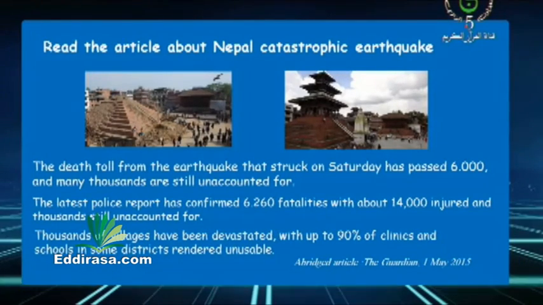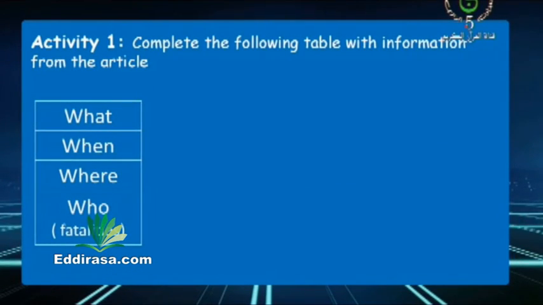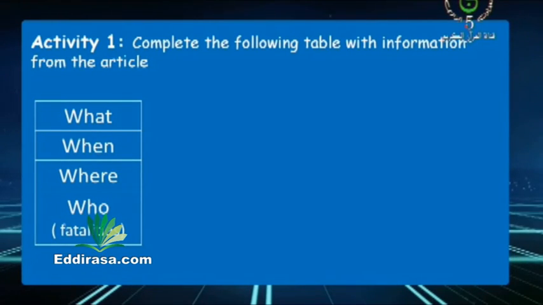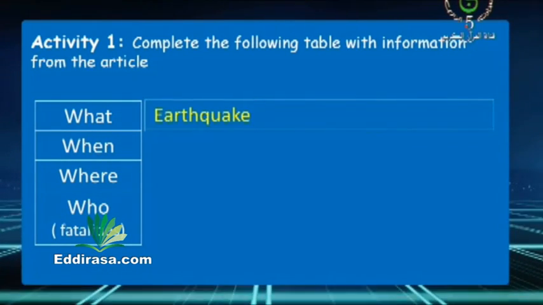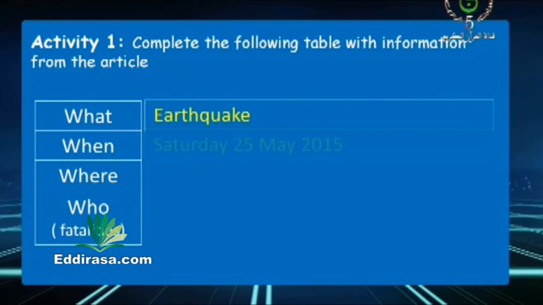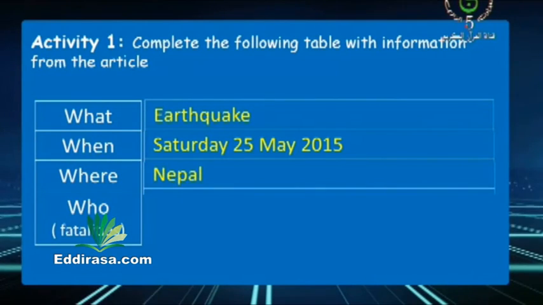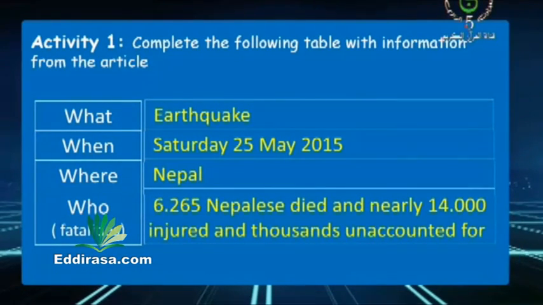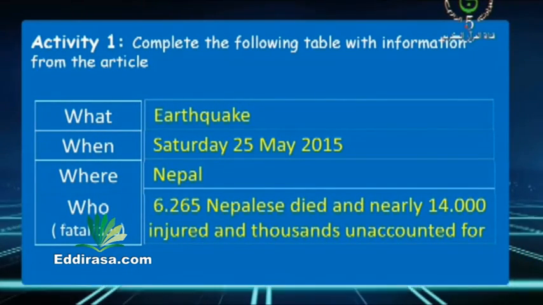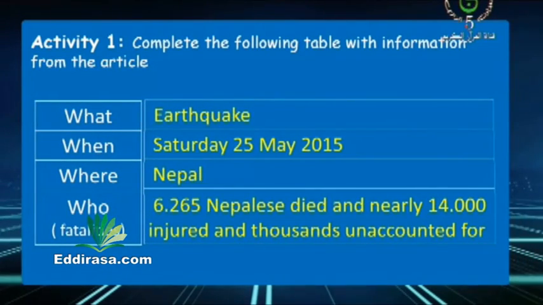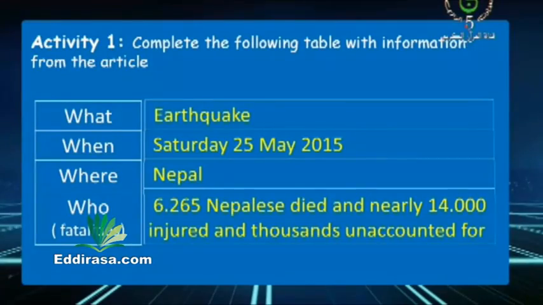Of course, you have the table: what, when, where, and who. For what happened here, the answer is earthquake. When did it happen? Saturday the 25th May 2015. Where? The place? Nepal. Who? 6,265 Nepalese died and nearly 14,000 injured and thousands unaccounted for.